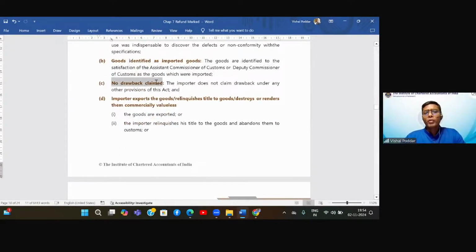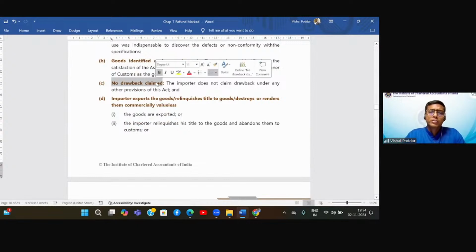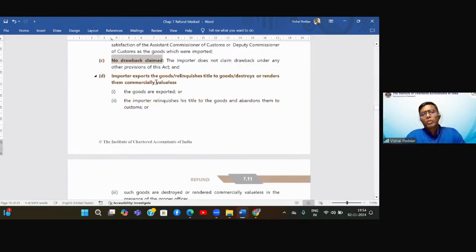Most important, now when you are sending back, it is not an export in the first place. So you should not claim any type of export benefit, specifically the drawback. So the importer does not claim any drawback. If you are claiming any export benefit, then we will not give you the import refund because already in drawback, you have taken the import duty only as drawback. So why should I give it back to you as a refund?